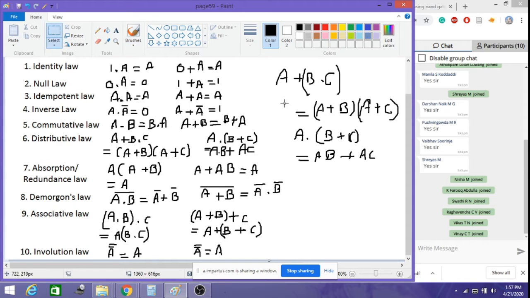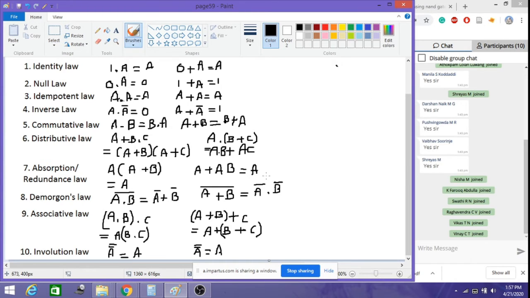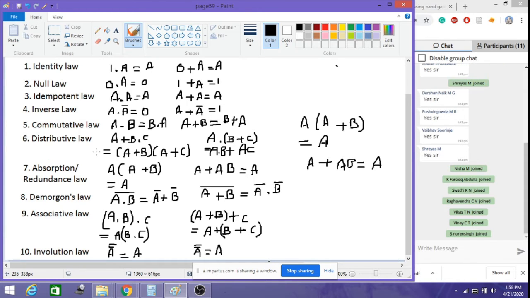Next we'll talk about the absorption law. The absorption law is A into A plus B is equal to A. This again we'll prove later. And in the OR form it is A plus AB is equal to A. These are again very important. The distributive law and absorption law are mostly used when solving the examples.